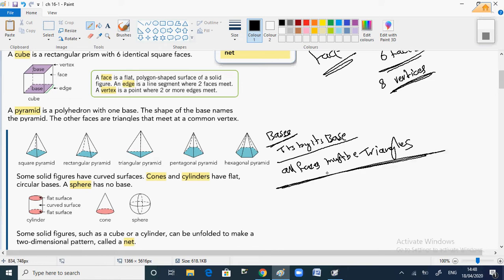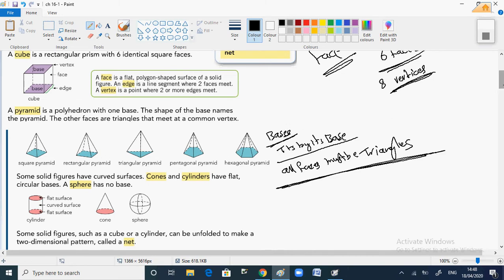All faces must be triangles, and it's called by its base. Hexagonal pyramid, pentagonal pyramid, triangular pyramid, rectangular pyramid, square pyramid, or something like that. Okay, so we will call the pyramid by its base. All faces must be triangles except the base.